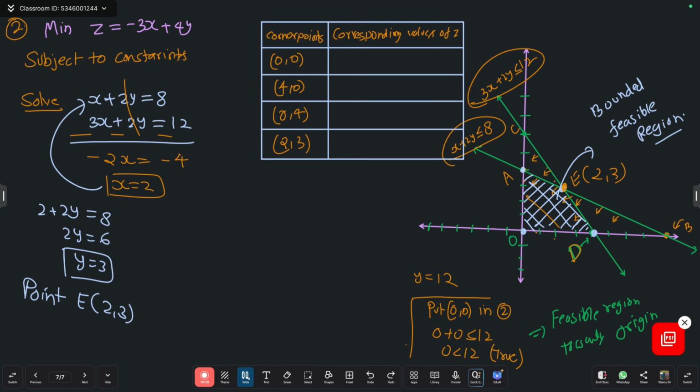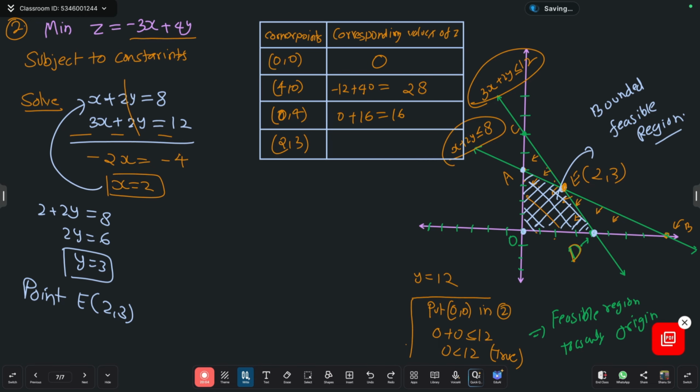So tell me, what was the objective function? This is minus 3x plus 4y. When you put 0, 0, it is 0. When you put x value 4 and y value 10, minus 3 into 4, minus 12 plus 40, 28. And here 0, 4, it is 0 plus 4 into 4, 16. Then 2, 3: minus 6 plus 12 equals to 6.